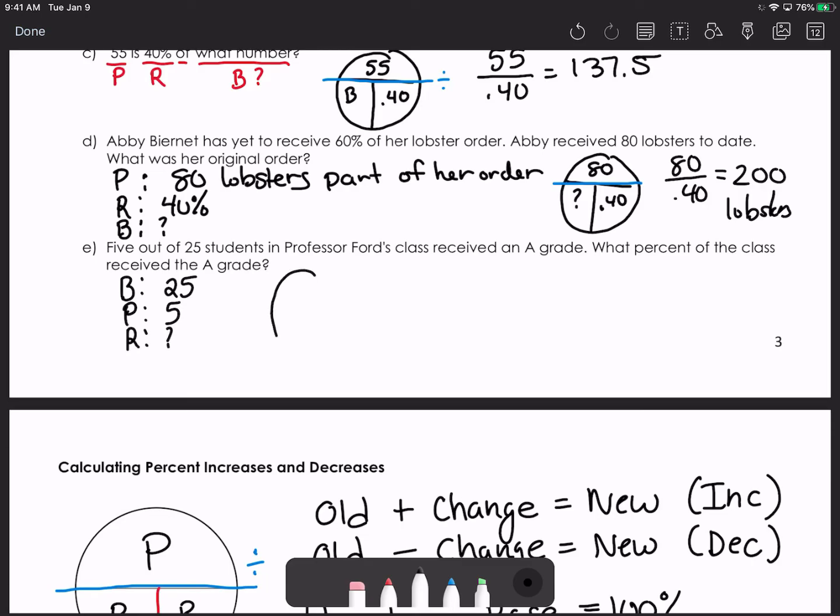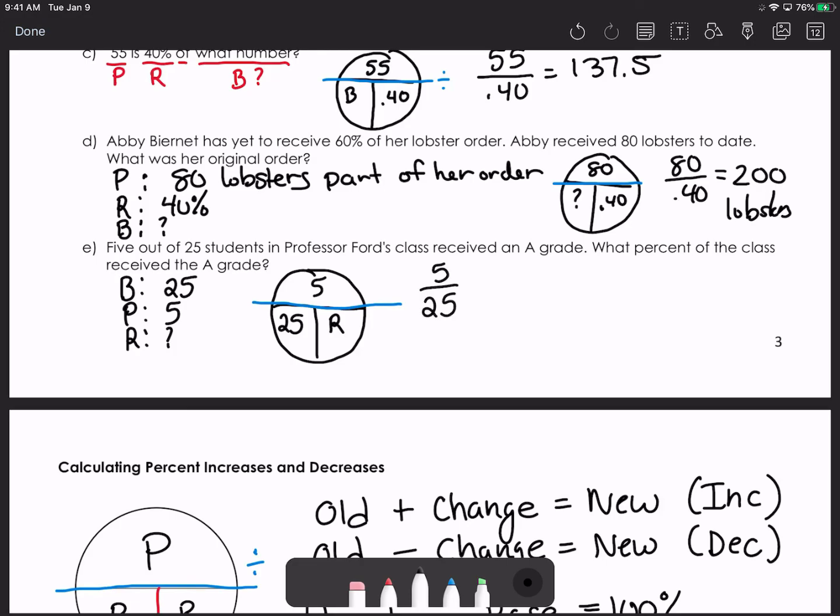So I'm going to put all this information in the circle. The part goes on the top, the base goes in the lower left corner, and the rate is what we're looking for. So because what I know, which is the 5 and the 25, is being separated by the division line, I know I have to divide in order to find the rate. So I'm going to take 5 divided by 25.